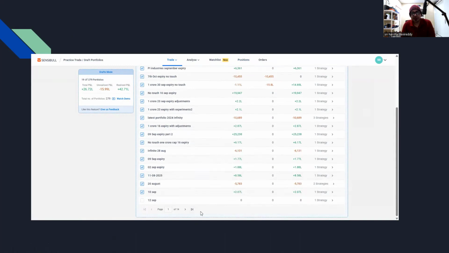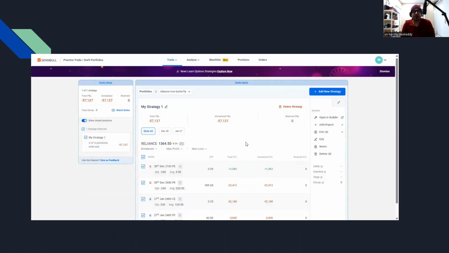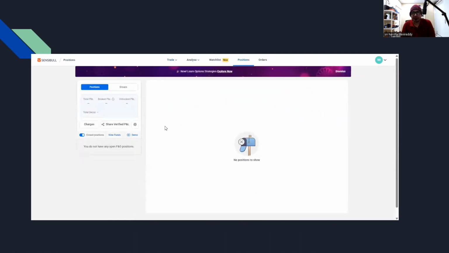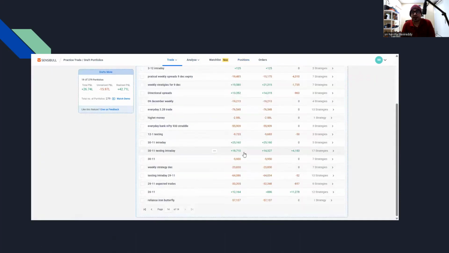This will take us to the 14th page. Okay. These are the portfolios. So what are these portfolios? Reliance Iron Butterfly. I didn't tell you about Iron Butterfly. It's a Vega based strategy. So in this, I place these butterflies and everything. And then I monitor them over time. Okay. And in real time, what happens to them? And if I make an adjustment, what happens there?